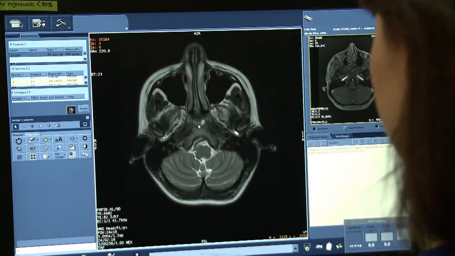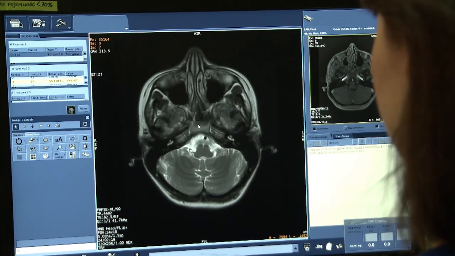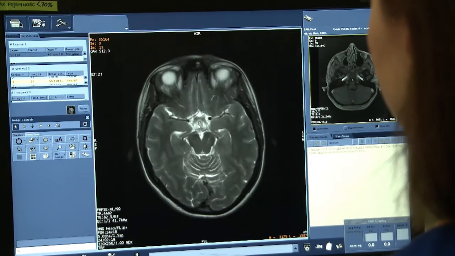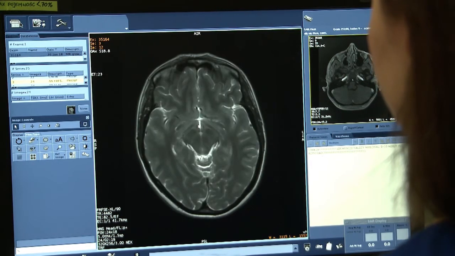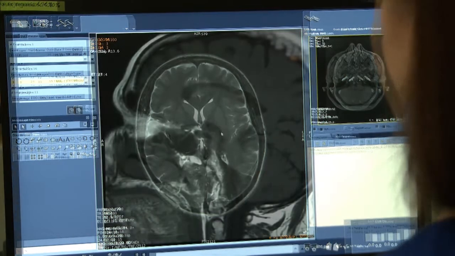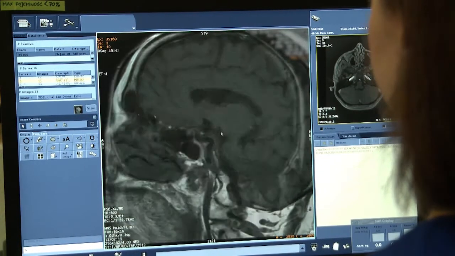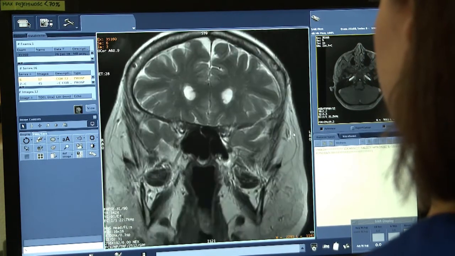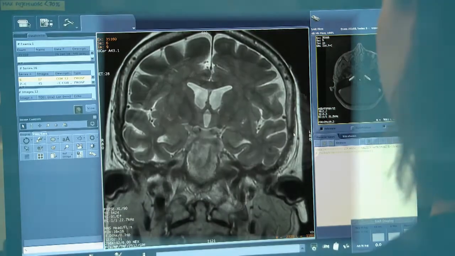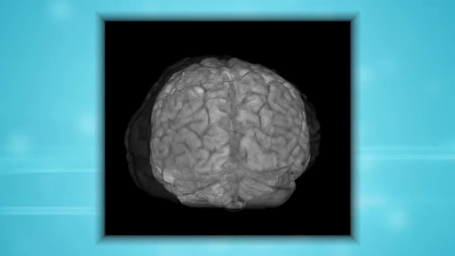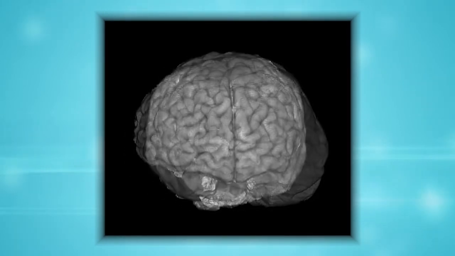Obtained as a result of the examination, the cross-sectional images of the patient's body, or the so-called slices, correspond to the selected planes: transverse, sagittal, and coronal. The imaging data acquired this way may be used to create three-dimensional reconstructions.